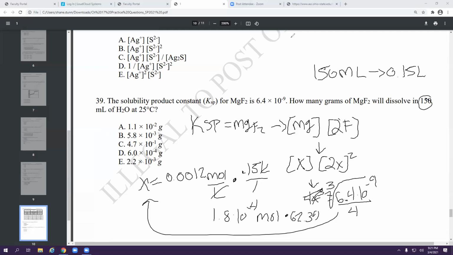Yeah, fun one, isn't it? So you finally get that many grams. That's how you do this one. I doubt this will be asked on your quiz. This one would take too long. This is a 3-step problem. It takes way too long to do this one. After the 1.8, I multiply it by the molar mass of magnesium fluoride.